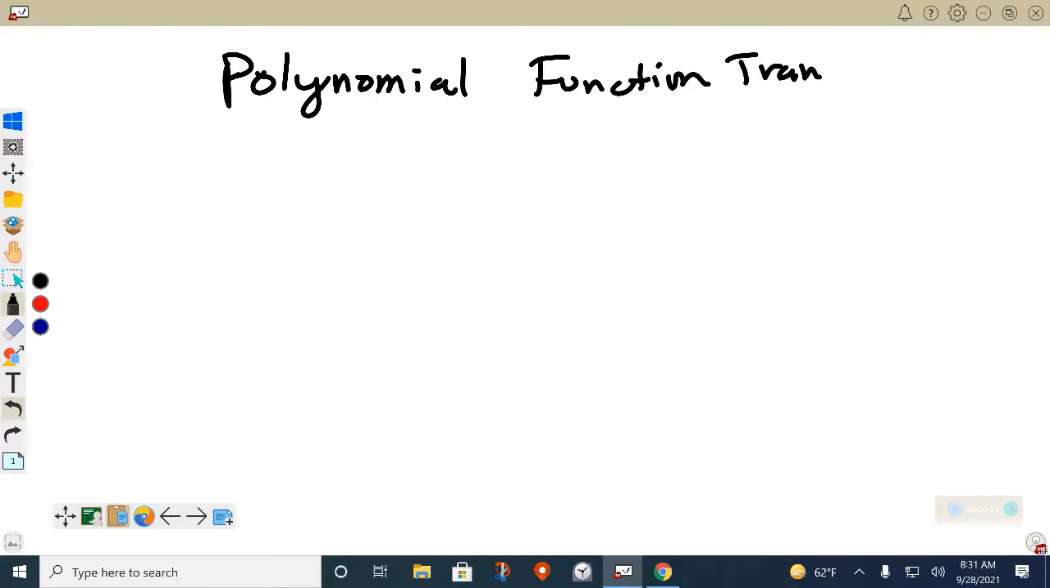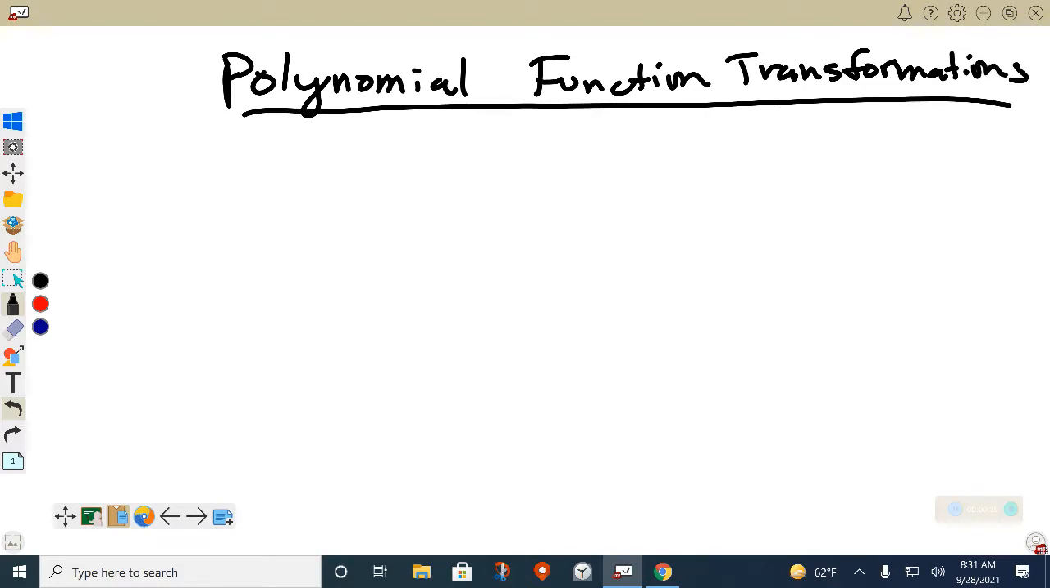Polynomial functions. Polynomial function transformations. Polynomial function transformation. So we'll just take notes for about 10-15 minutes, nothing crazy. Again, have your computer out because we're going to use the graphing calculator for some reason now.